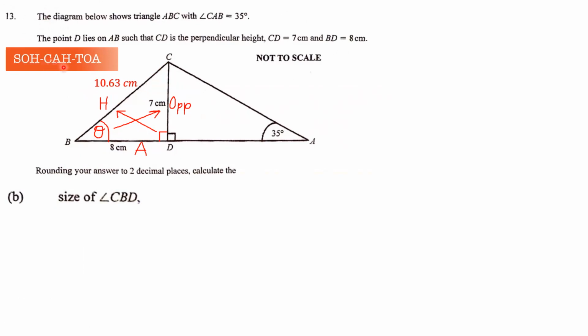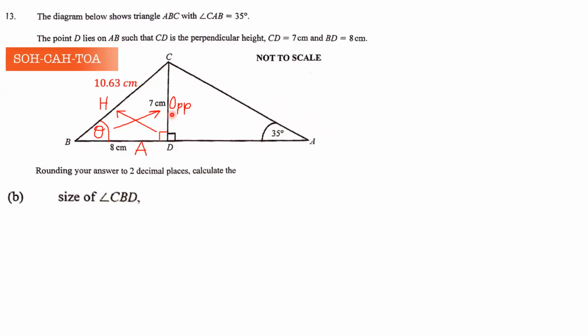Cosine is the adjacent divided by the hypotenuse, and tangent is the opposite divided by the adjacent. The good news is that for this one, we could use any of the three trig ratios to find our answer, and all of them will be correct because we have all three sides, right? We have the hypotenuse, we have the adjacent, we have the opposite. And so we could use any of the three.